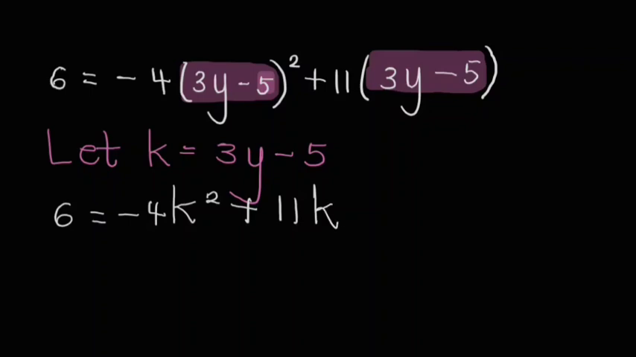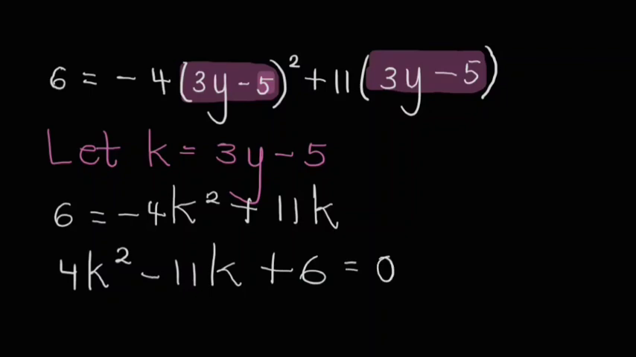Now the whole aim of this is to get your equation in standard quadratic format. So ideally it would be best if we can take all of our terms over to the side where the a value becomes positive. Since this negative 4k squared is negative on the right hand side, let's take it over to the left and also write the equation in the correct order. We will have positive 4k squared minus 11k plus 6 is equal to 0. This is now in standard quadratic format.